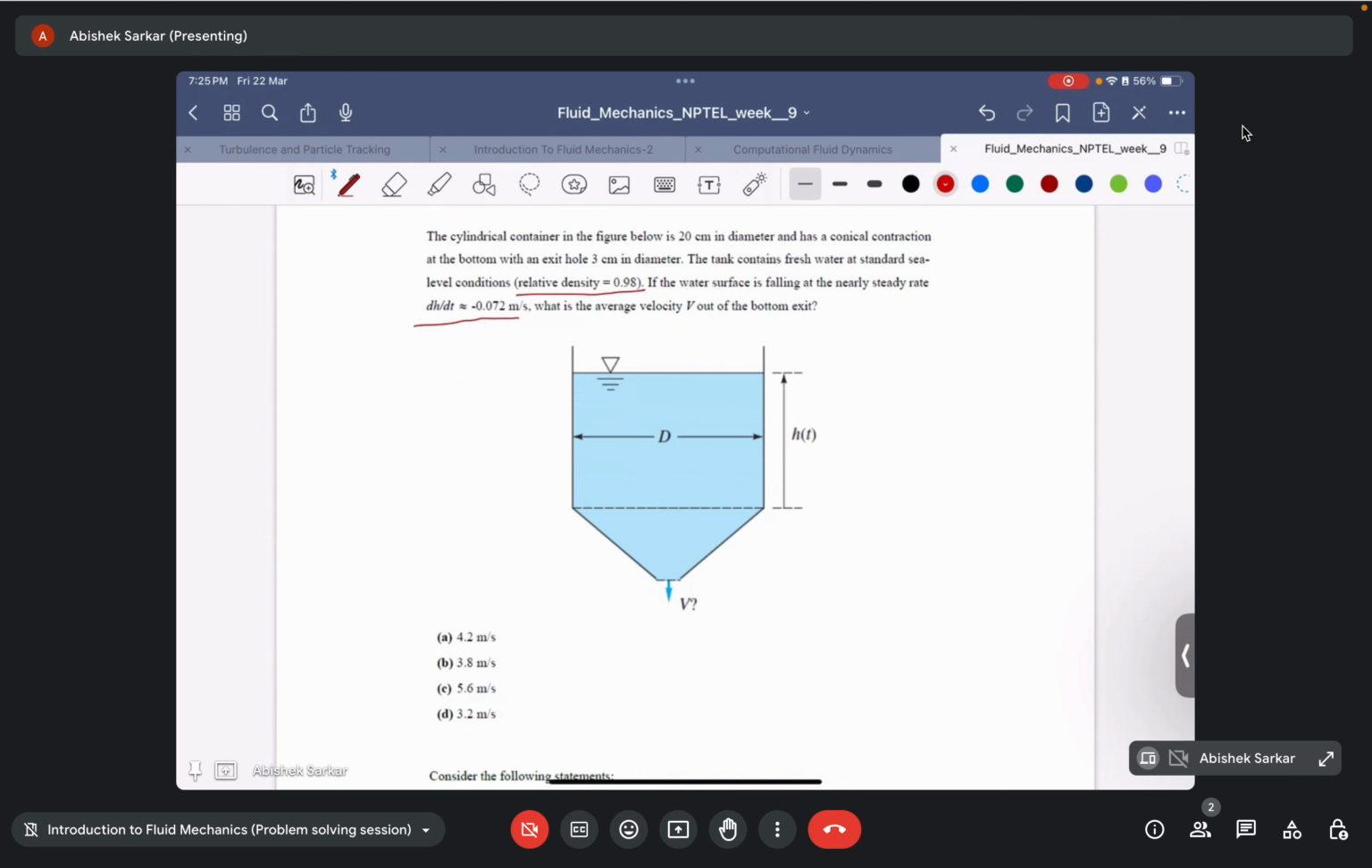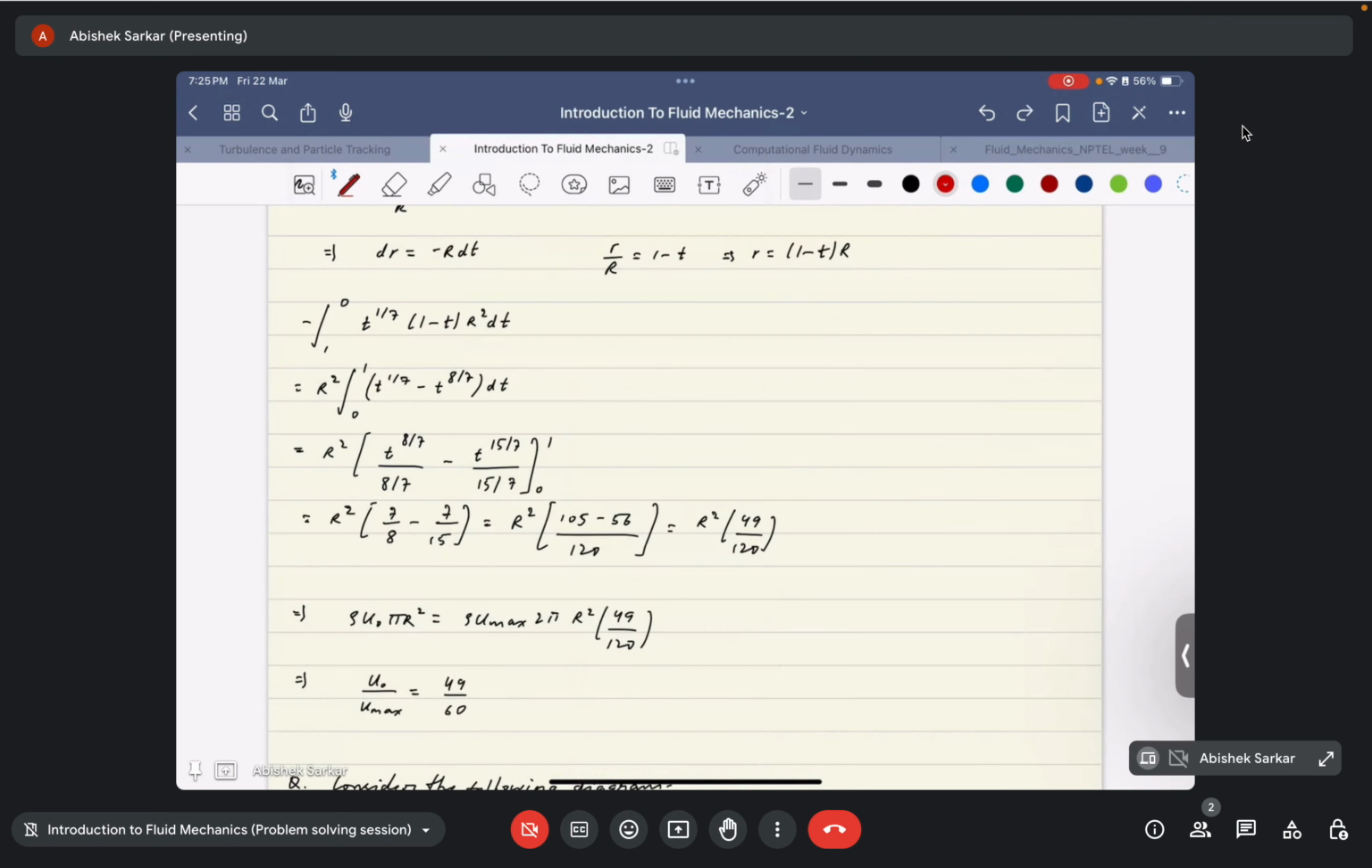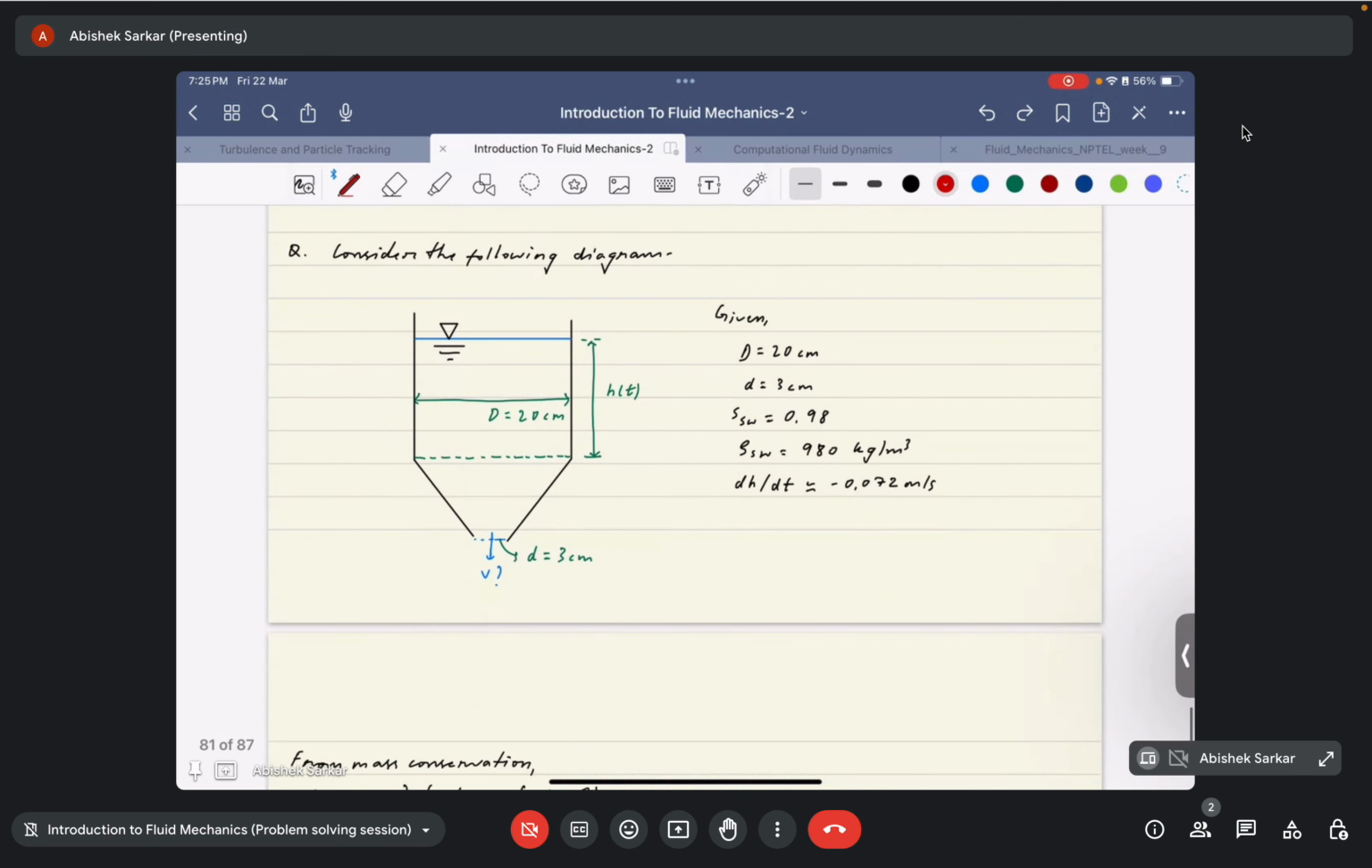So the net mass flux in would be equal to 0, so it will just be balance between the unsteady term and the net mass flux out. Okay, and once you do that balance, you will get that these are all the given parameters. Okay, so rho sea water, since it has a relative specific gravity of 0.98, then the density of the sea water would be 980 kg per meter cube.